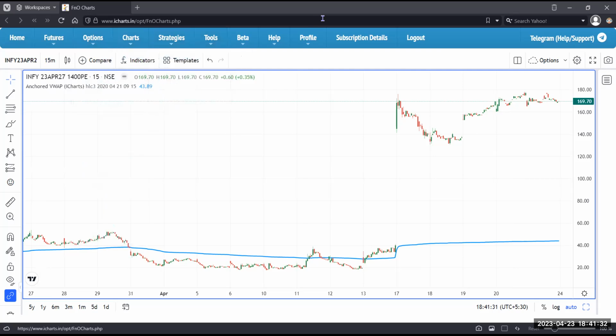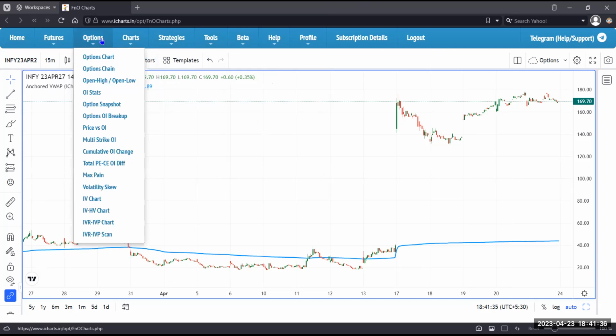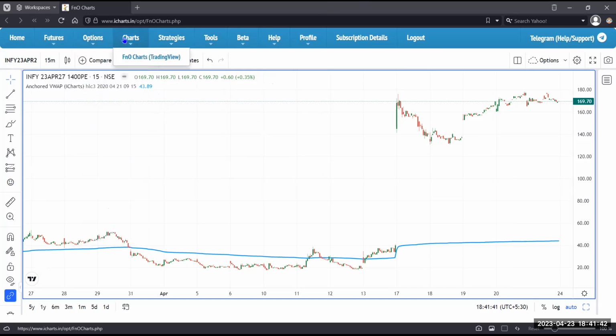So who had questions about positional, anything else you want? Anything about option strategies, positional option strategies or something?